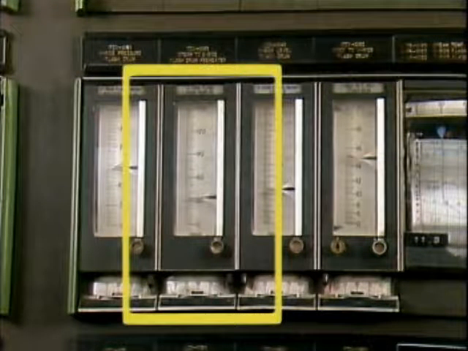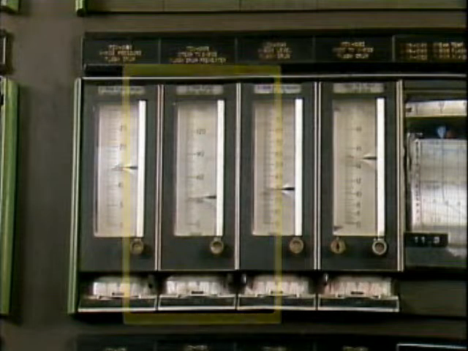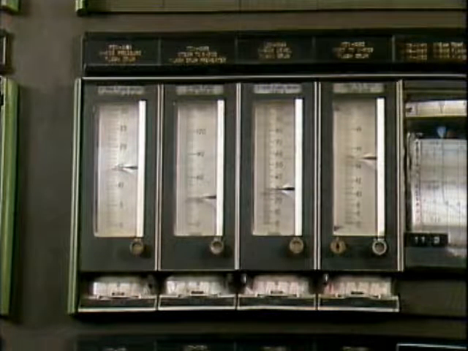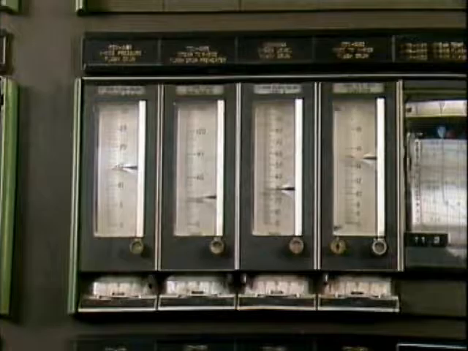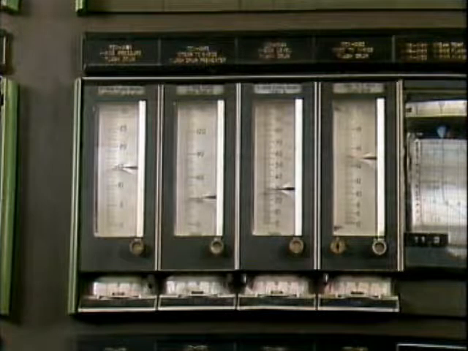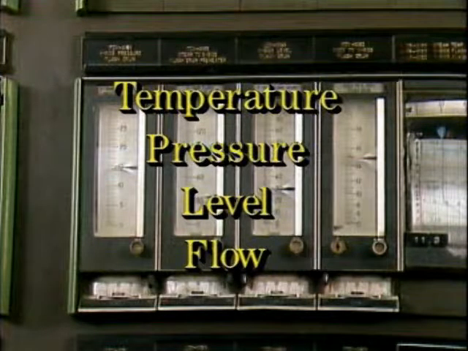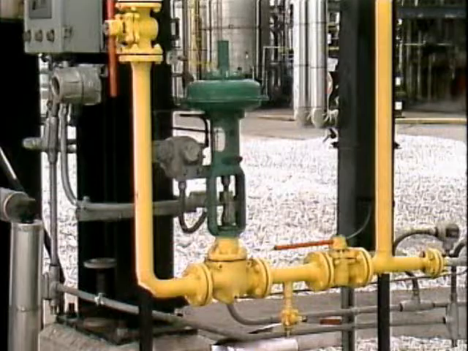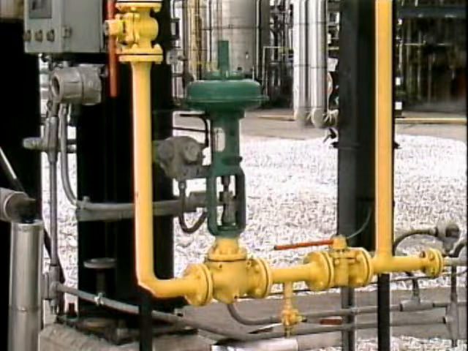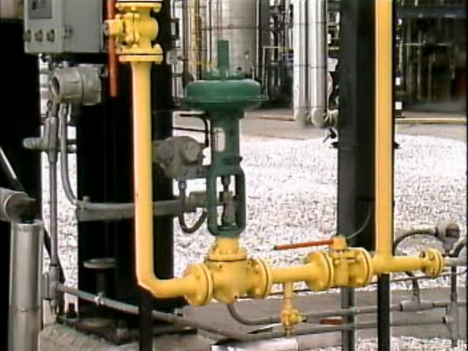Basically, a controller is a device that receives an input from another part of the instrumentation system, compares that input to a set point, and sends out a corrective signal to regulate the value of a process variable, such as temperature, pressure, level, or flow. Generally, actuators are used with valves that are designed for throttling or regulating flow.